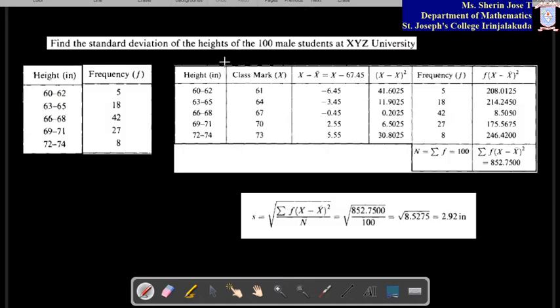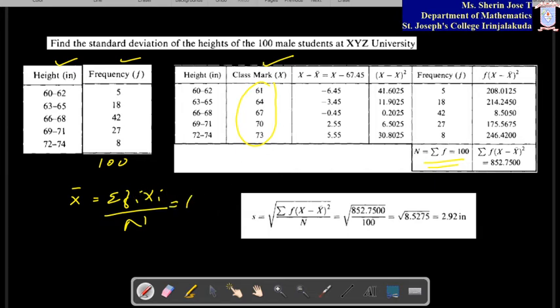In the same way, here is the frequency data. Height is given, frequency is given. First you have to find the class mark, the middle value, which we found over here. Then you have to subtract your mean from each class mark, so you have to find x bar, which is equal to sigma fi xi divided by capital N. Here capital N is 100, that is sigma fi is 100. Sigma fi xi you find, and you get 67.45. So you subtract this from each, and square each term.